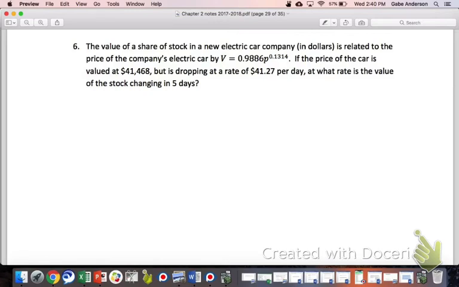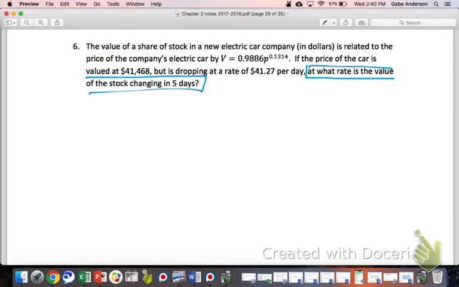Guys, please watch and either agree or disagree with what I put here. First thing I did is I read through it, and I've got the stock price varies with the price of the car. The stock value varies with the price of the car. But when I go to put a box around the objective, did you guys put at what rate is the value of the stock changing in 5 days? Is that what you guys put a box around?